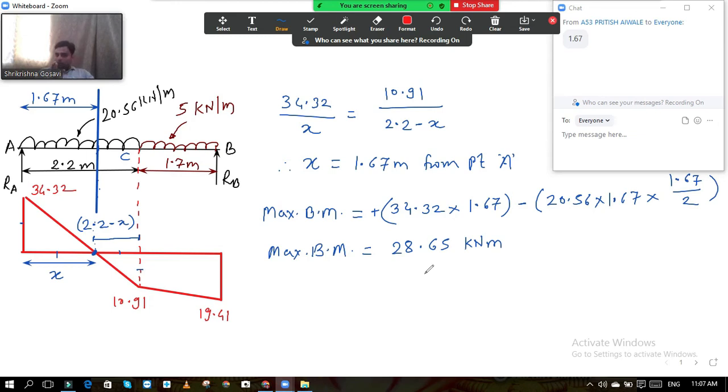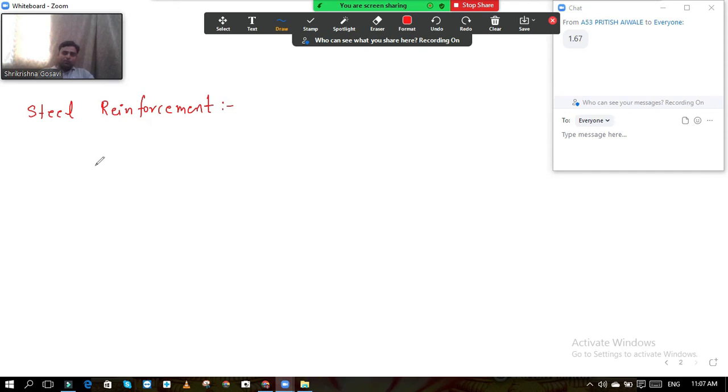So for this point, even if you repeat the check for depth, it is okay. If you don't take the check for depth, it is also okay, because for a bending moment higher than this value, you have already proved that whatever depth is provided is safe. Okay. So now, further, steel reinforcement.